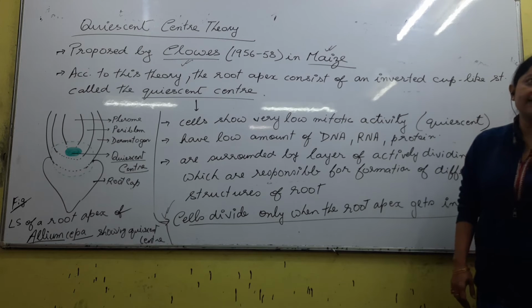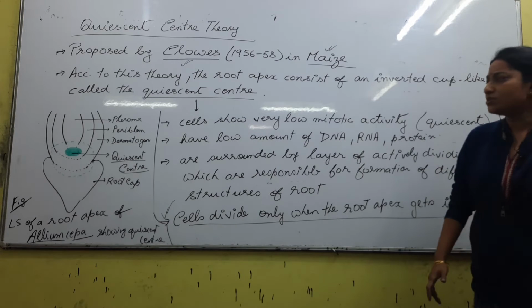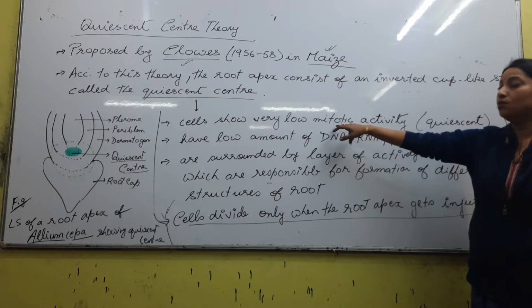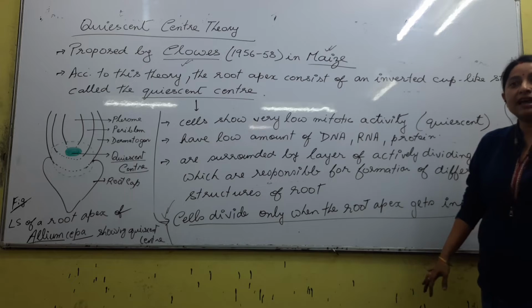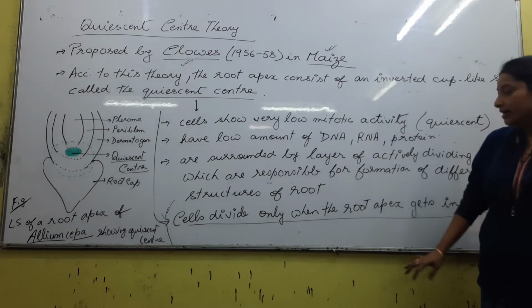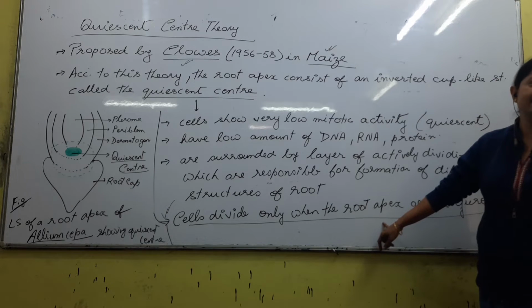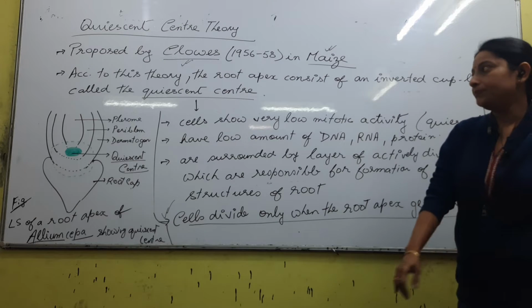What is quiescent center? Inactive cells. Inactive cells, or almost the cells that have very low mitotic activity, that is almost considered to be inactive. When do they become active or when do they start dividing? They will start dividing when the root apex gets injured, right? Okay.